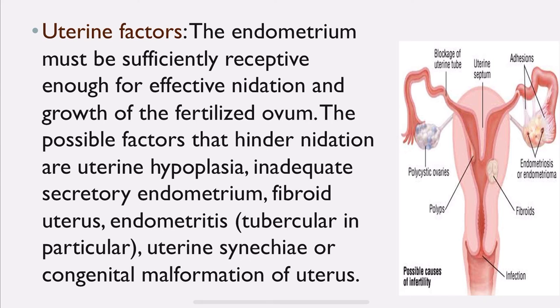Guys, uterine synechiae is also known as pelvic adhesions. What happens if a woman has undergone some abortion or something? They do the D and C, dilatation and curettage. There is scraping and scooping of the uterus.